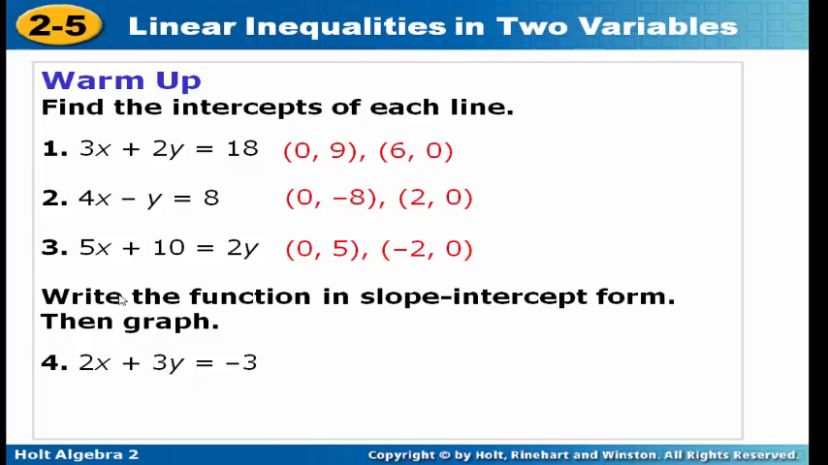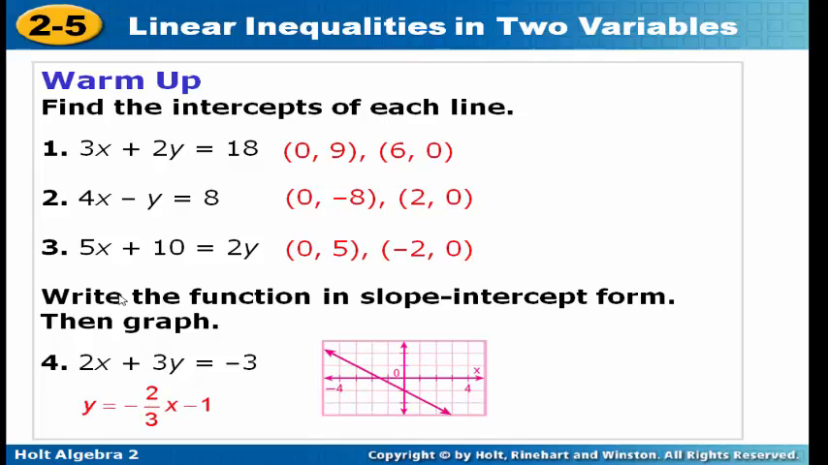Write the function in slope-intercept form, then graph 2x plus 3y equals -3. Slope-intercept form, y equals mx plus b. So move 2x to the other side by negative 2x minus 3, and then divide both sides by 3. So y equals negative 2 over 3x minus 3 over 3.